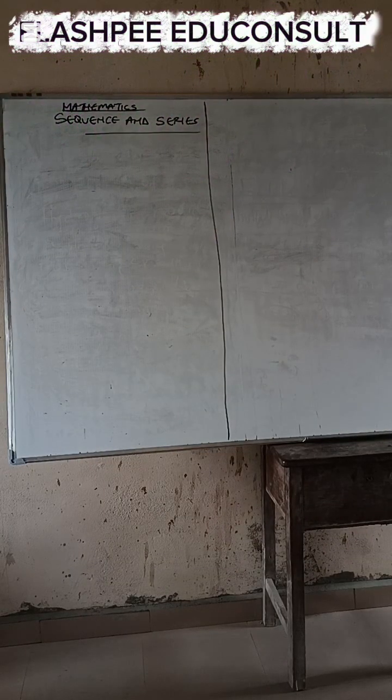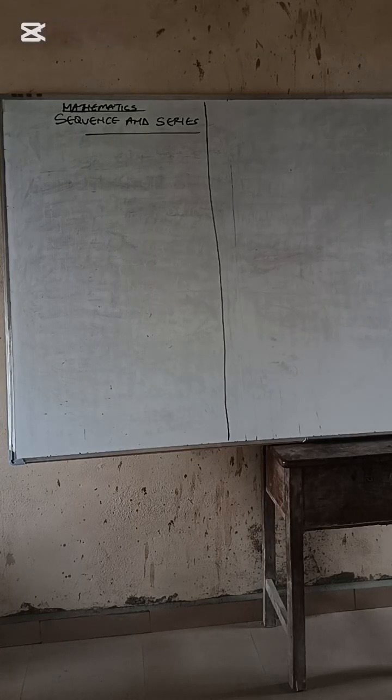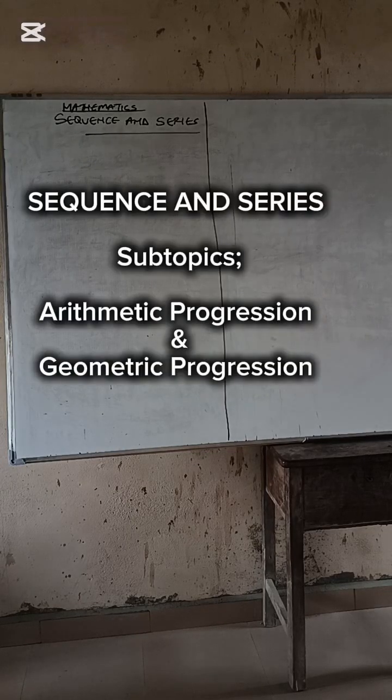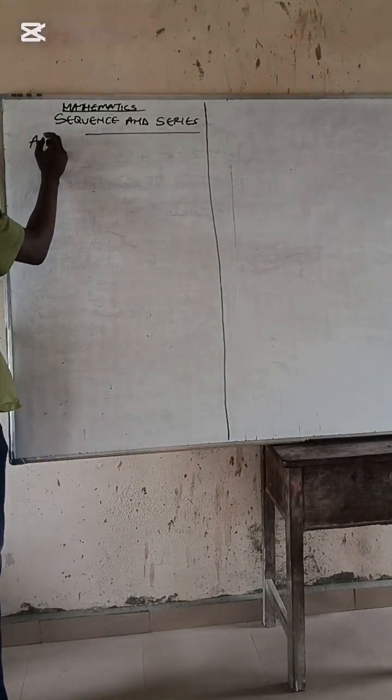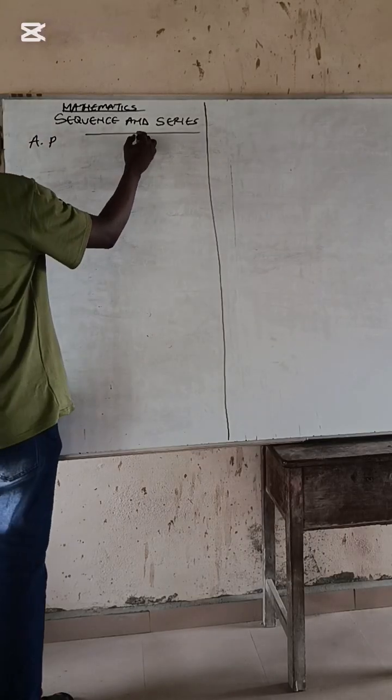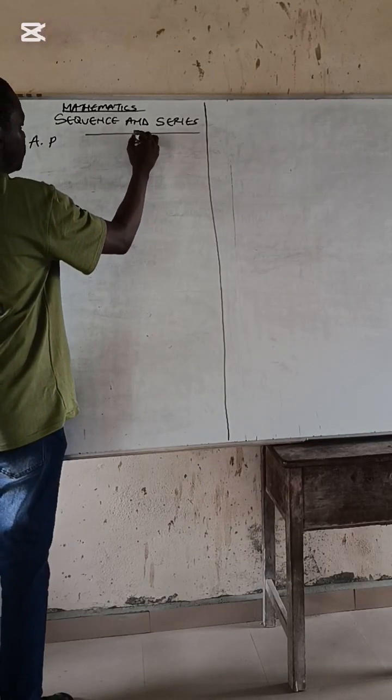Welcome to Flash P Edu Concepts channel, and in today's class we'll be dealing with sequence and series. Sequence and series as a topic has two subtopics under it: the arithmetic progression and the geometric progression. Arithmetic progression is in terms of AP, while the geometric progression is in terms of GP.